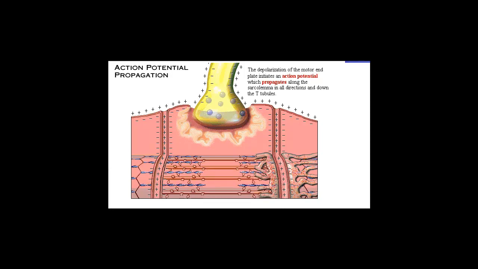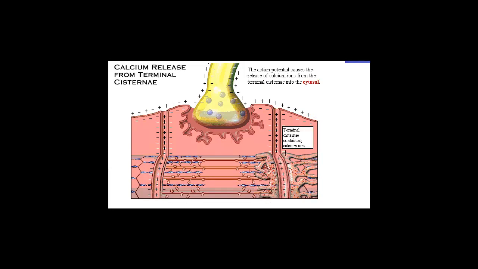The depolarization of the motor end plate initiates an action potential which propagates along the sarcolemma in all directions and down the T-tubules. Click the depolarized motor end plate to initiate the action potential. The action potential causes the release of calcium ions from the terminal cisternae into the cytosol. Click the terminal cisternae to see this activity.